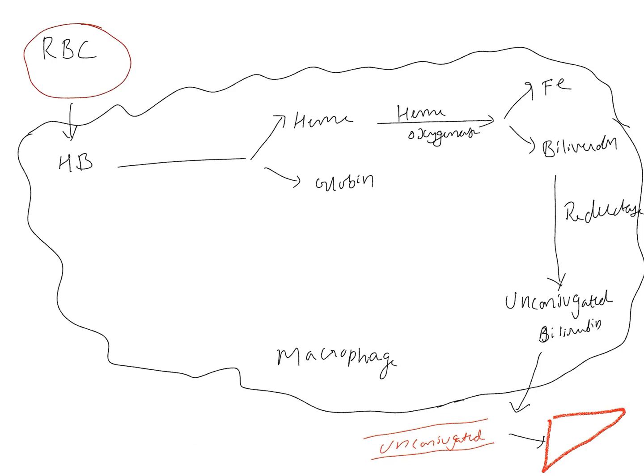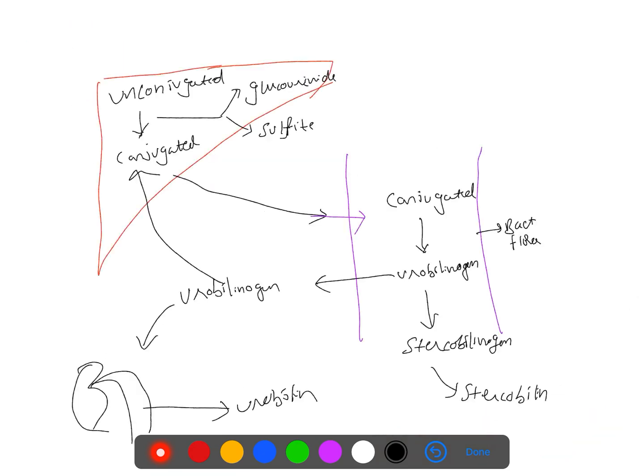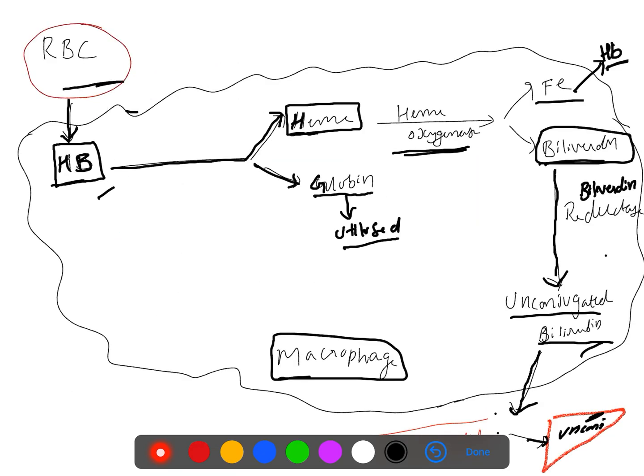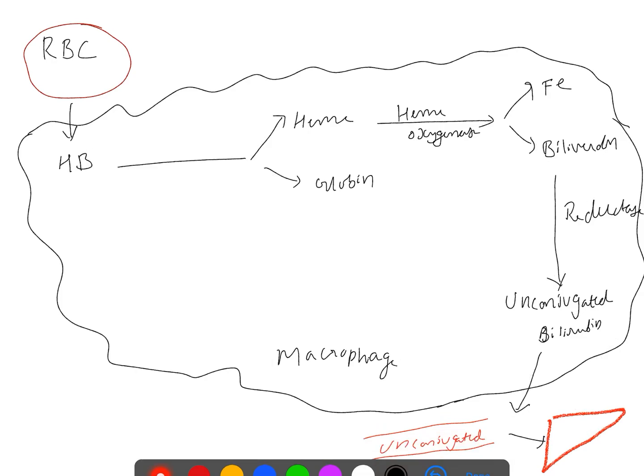See, the RBC ruptured and released hemoglobin into the blood. Hemoglobin converts into heme and globin. The heme, through heme oxygenase, converts into iron and bilirubin. This iron is reutilized for the formation of hemoglobin. Whereas bilirubin converts with the help of bilirubin reductase to unconjugated bilirubin. This unconjugated bilirubin is now released out of the macrophage. Here it will bind to albumin. With the help of albumin transport from the blood vessel, it will reach the liver.